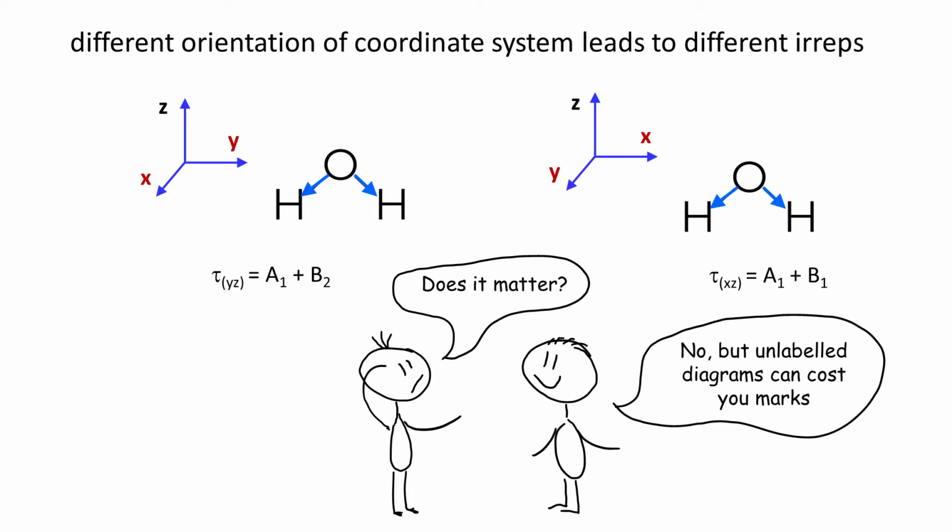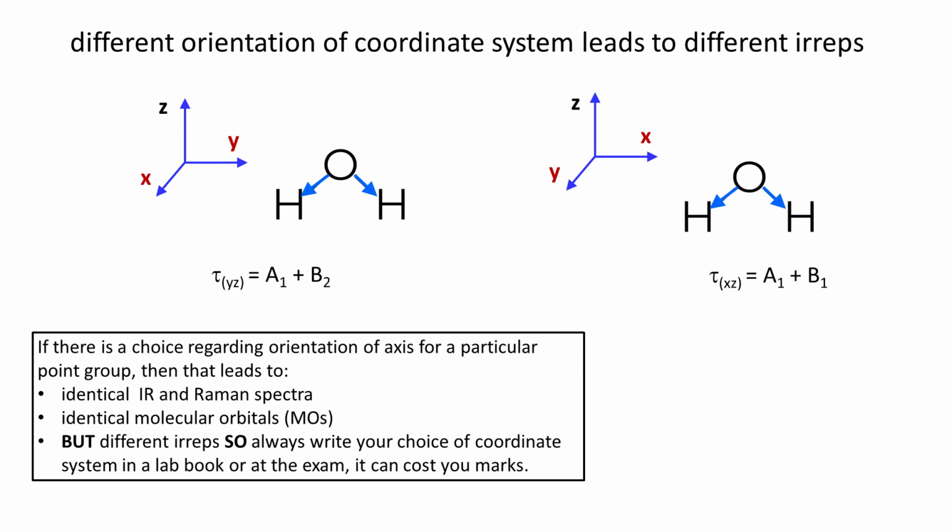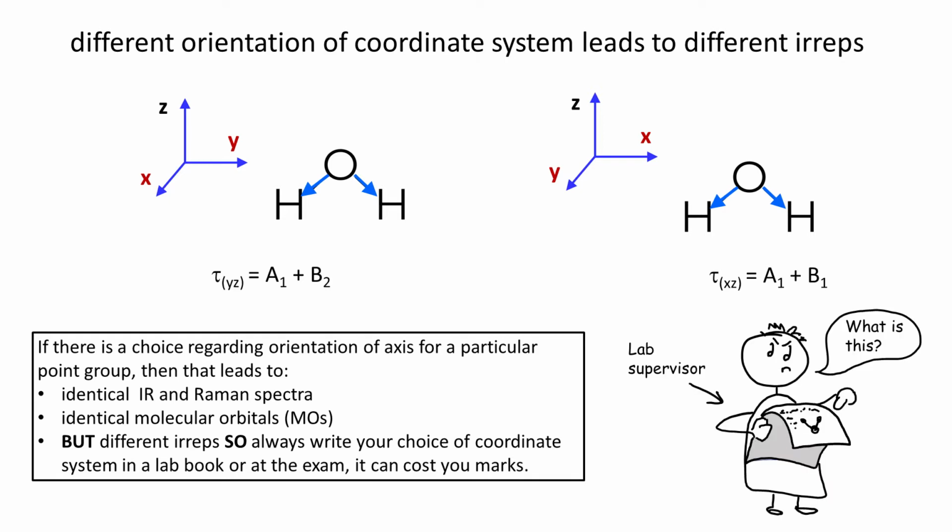And the short answer is no, it doesn't. But if you don't make your choice of coordinates clear to your examiner or lab supervisor, it can cost you marks. So to elaborate, if you have a choice regarding orientation of axes, then whichever you pick, it has no consequence to the MO diagrams or the number of predicted vibrations. But because different choice of coordinates leads to different irreps, always label your diagrams. Otherwise, you make your lab supervisor guessing, and he might not be in the mood of guessing, okay?